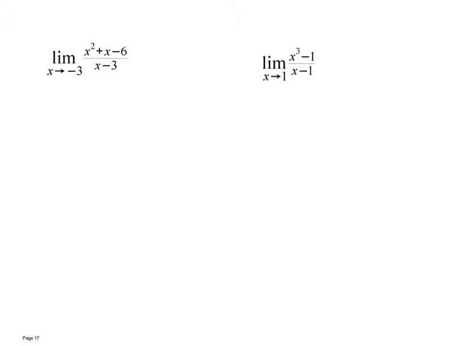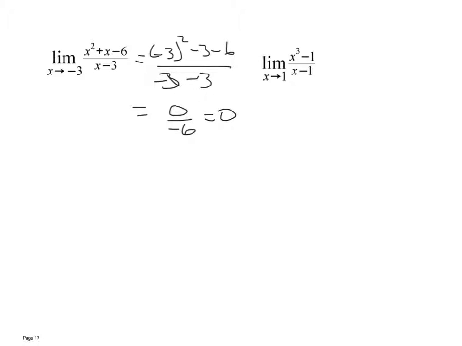All right, so look at this next one. Now I can put negative 3 in that one. So go ahead and substitute it in. Negative 3 squared plus negative 3 minus 6, and negative 3 minus 3. I get 0 over negative 6, so just 0.